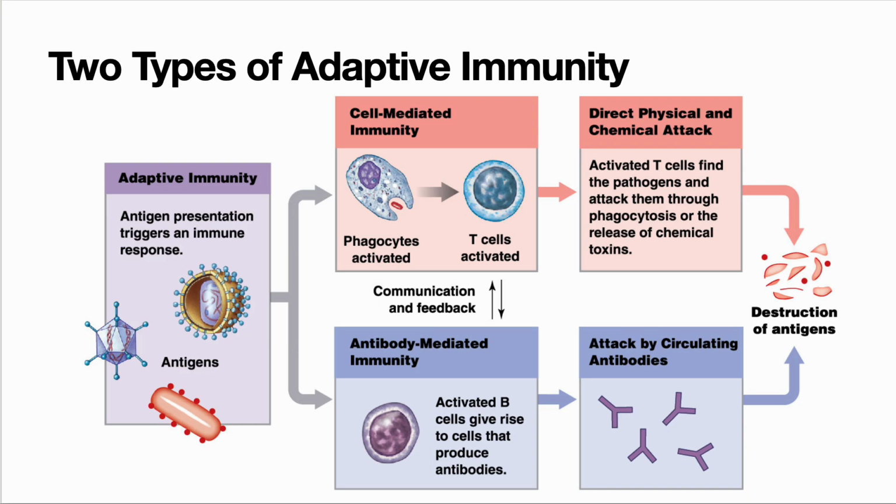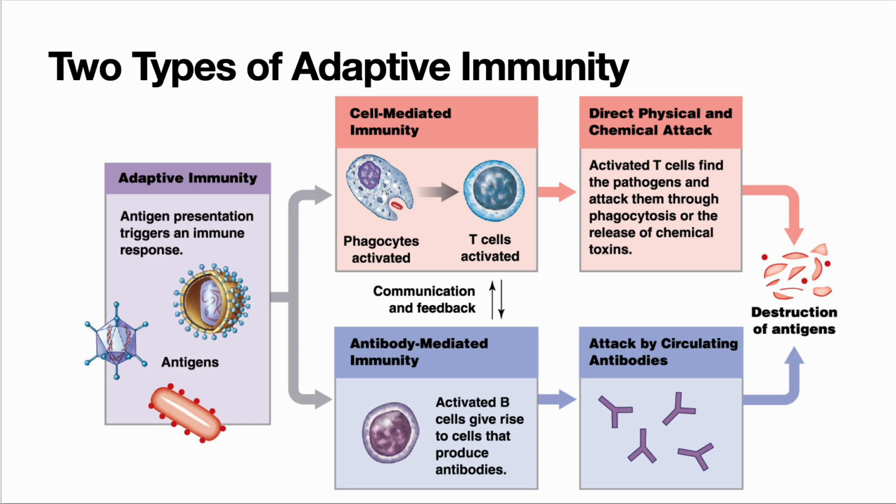Now, the two responses that we can get are cell-mediated immunity, which is going to be mostly involving T cells, and then the other type, antibody-mediated immunity, which is going to involve B cells. In T cell activation with cell-mediated immunity, once T cells are activated because they have been presented with antigen, those activated T cells will find the pathogens and destroy them either through phagocytosis or through the release of chemical toxins. And we'll go into a little bit more detail on that.